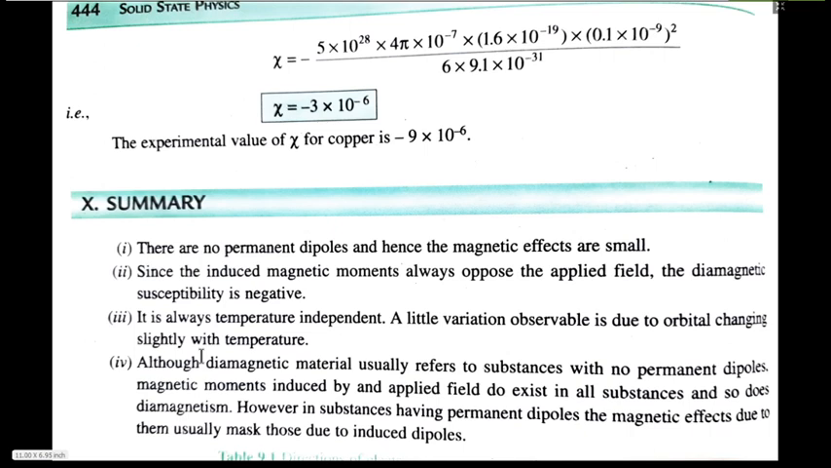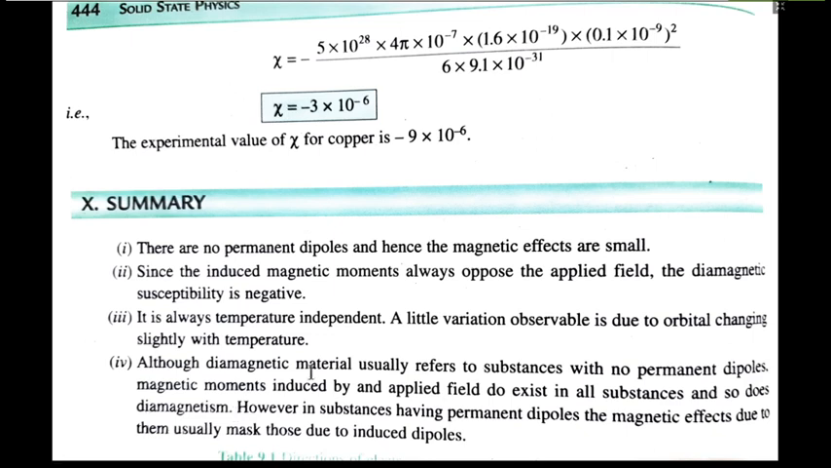Although diamagnetic materials are usually referred to as substances with no permanent dipole moment, magnetic moment induced by an applied field does exist in all substances, and so does the diamagnetism. And this is a very interesting point to be noted. However, in substances having a permanent dipole, the magnetic effects due to them usually mask those due to induced dipole. So this is very interesting.